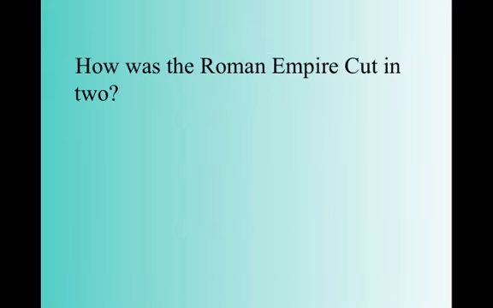How was the Roman Empire cut in two? With a pair of Caesars. It's actually not even entirely not true, because later in its history, the Roman Empire divided itself administratively into a western and eastern half.